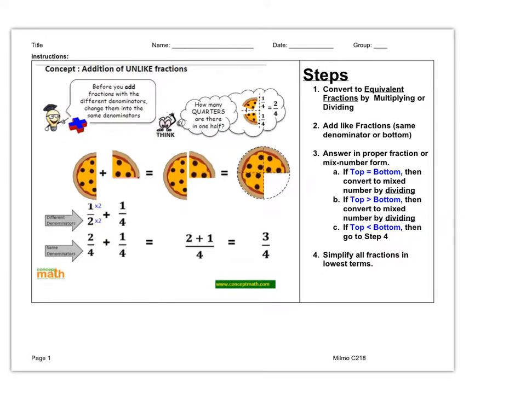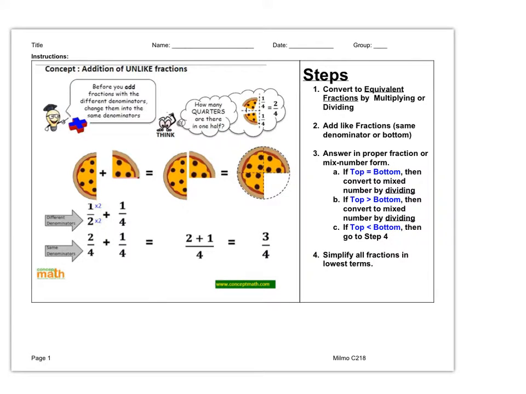Make sure you do the steps, and we're going to go ahead and revisit the steps. Number one, again, you have to have equivalent fractions. That means the denominator is the same. Number two, you add the like fractions. Number three, you go ahead and get proper fractions or mixed numbers.